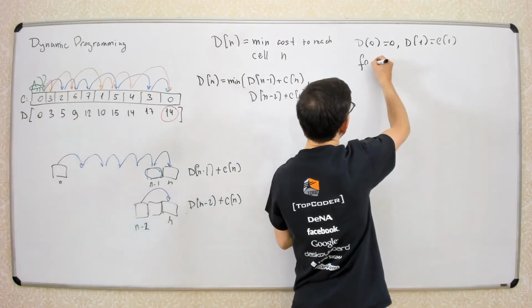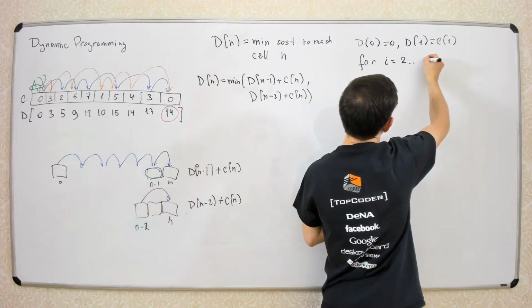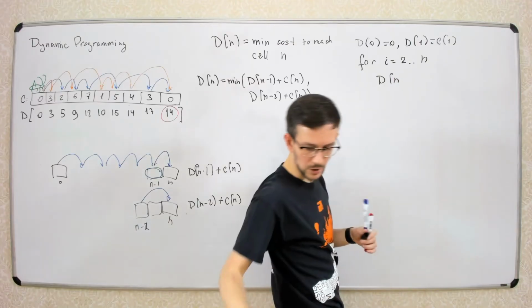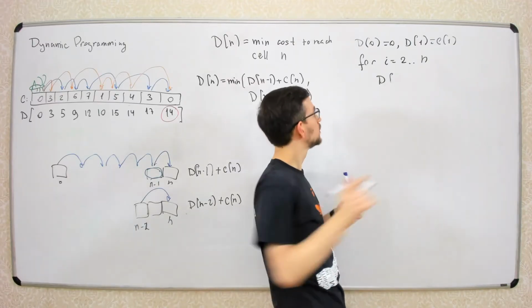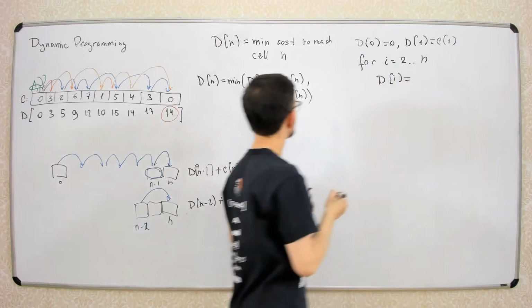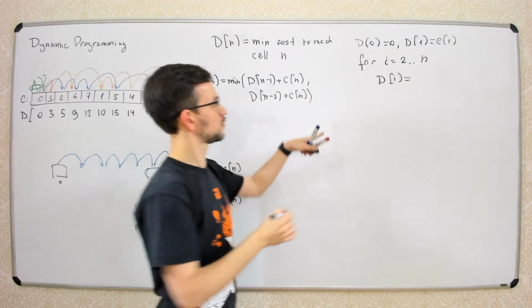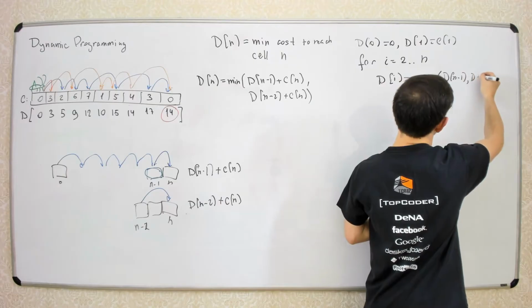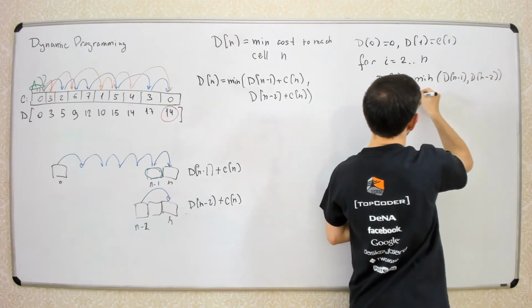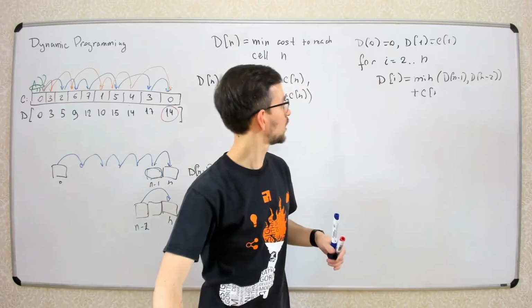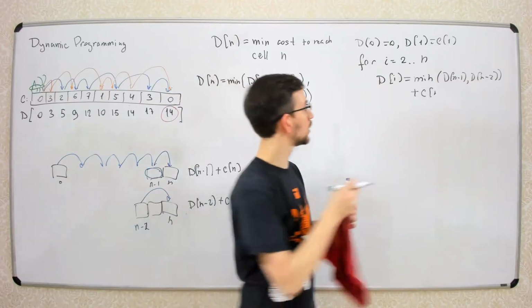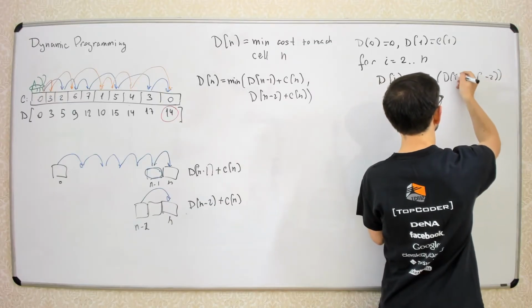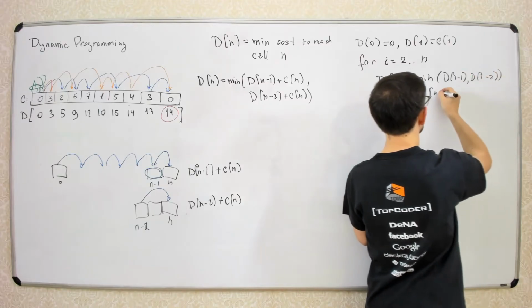We iterate for all I from 2 to 10 and calculate d of I. It's the minimum of d of n minus 1 and d of n minus 2 plus c of, not n, it's I. That should be I, and that should be I minus 1 and I minus 2, plus c of I.